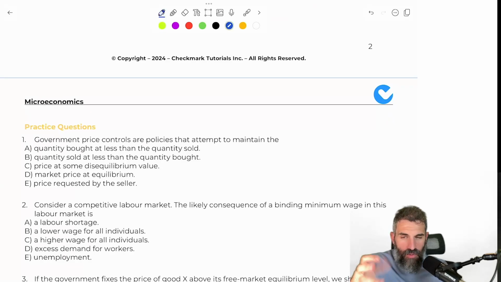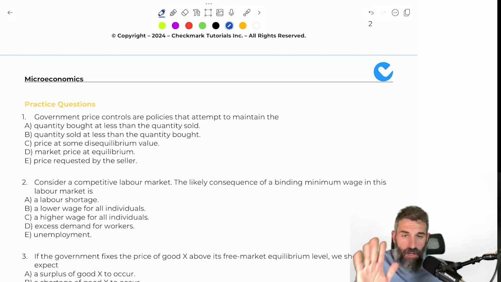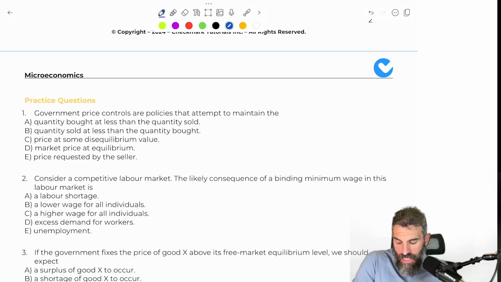So let's do a few practice questions on that, to make sure it's clear. Again, I would pause the video here and try to answer them on your own. Question number one, government price controls or policies that attempt to maintain what? Do they attempt to maintain the quantity bought at less than the quantity sold? No, that doesn't really make sense. The quantity bought and the quantity sold is pretty much the same thing. Quantity sold at less than the quantity bought, price at some disequilibrium value. That's what it is. The government is trying to force the market to remain at some disequilibrium.